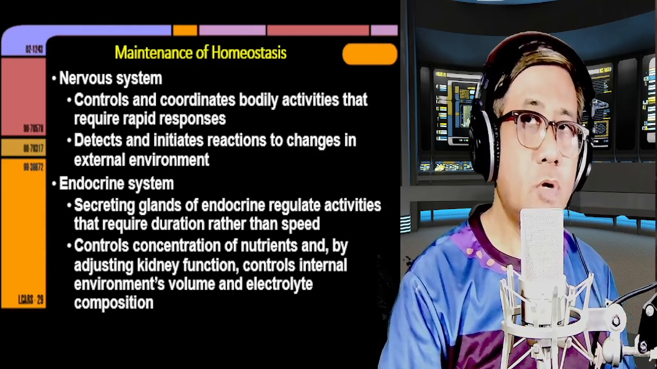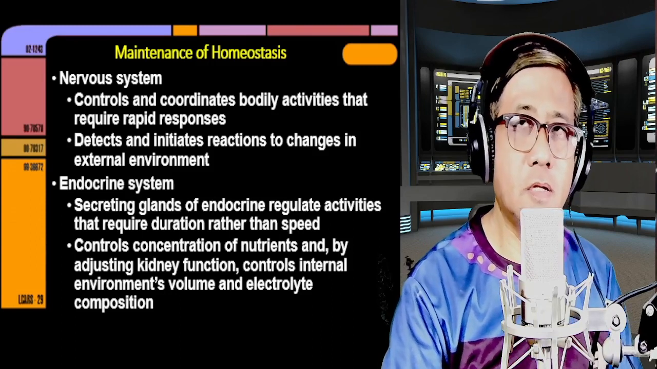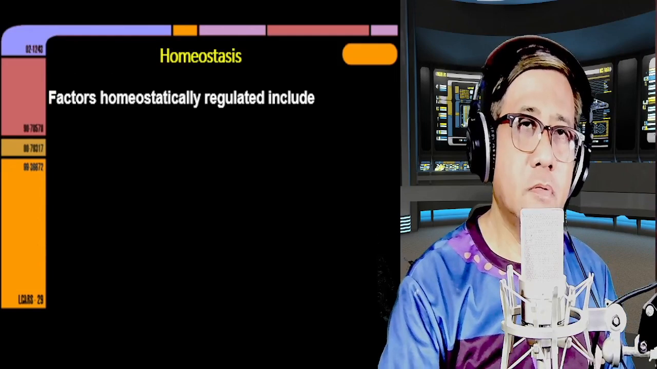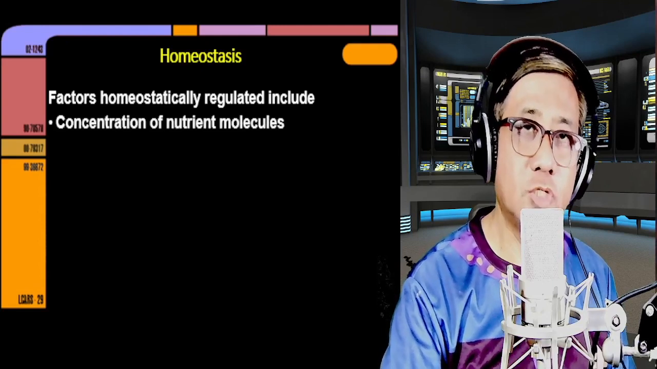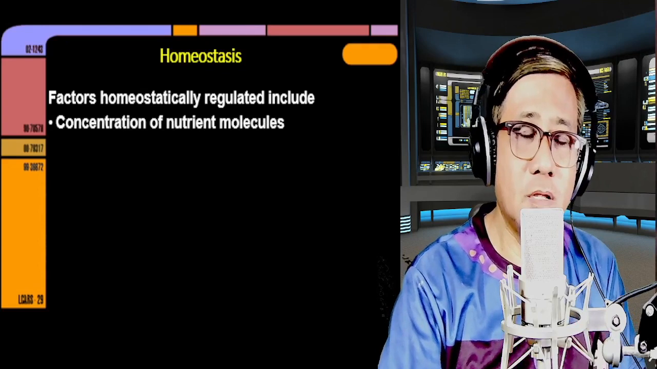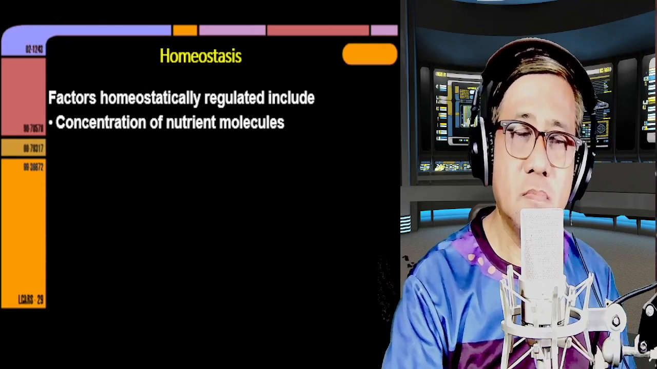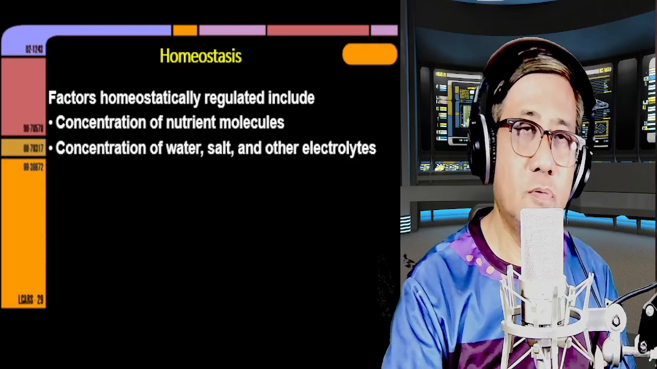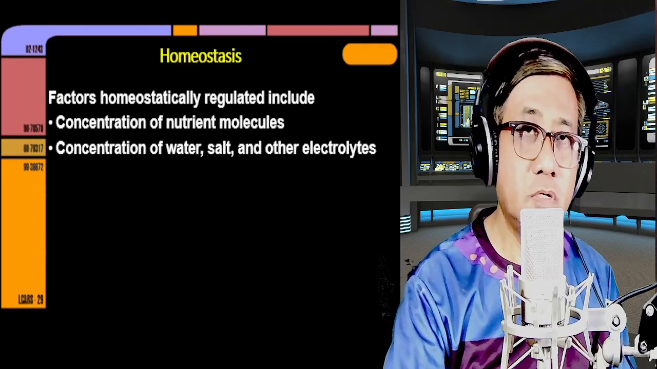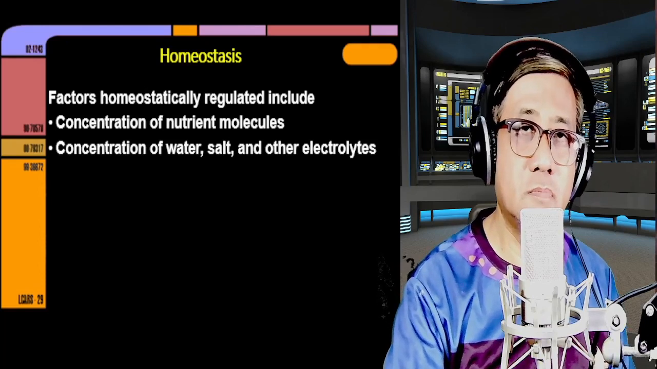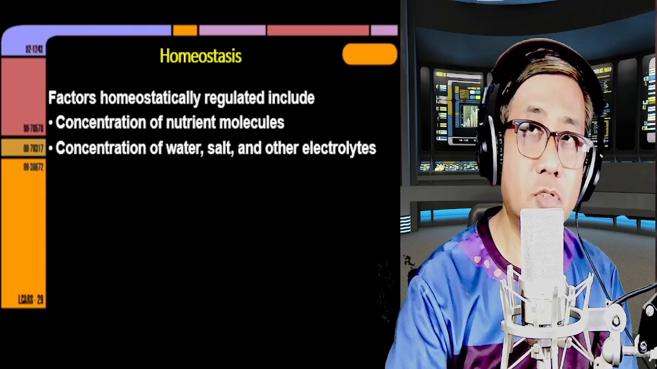So again class, we need to answer: what are the factors that are homeostatically regulated? What does our body regulate through homeostasis? This includes the following. We have the concentration of nutrient molecules, like what I mentioned, the all-important glucose level. If our glucose levels increase or decrease, they must be regulated homeostatically, by the secretion of hormones. Also, we have the concentration of water, salt, and other electrolytes. They must be regulated homeostatically, especially the concentration of salt and electrolytes. Any decrease or increase will affect the organism. Also water, right?